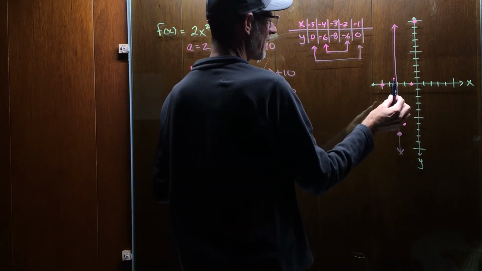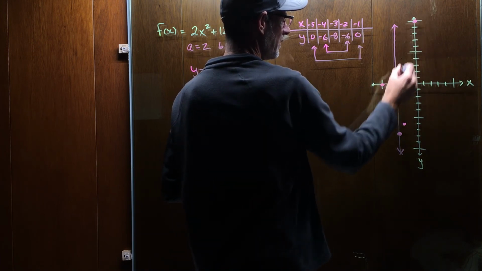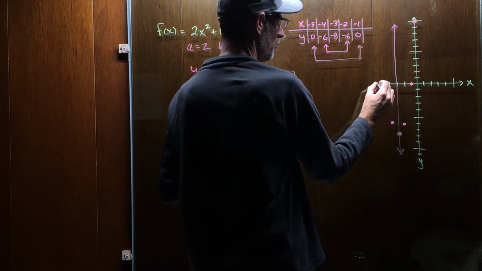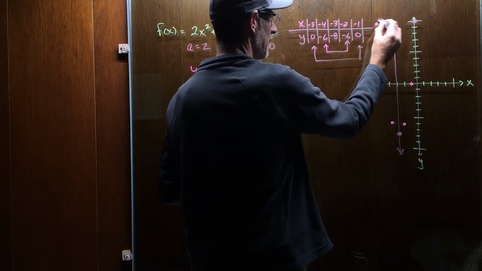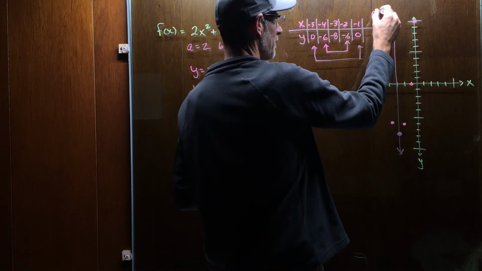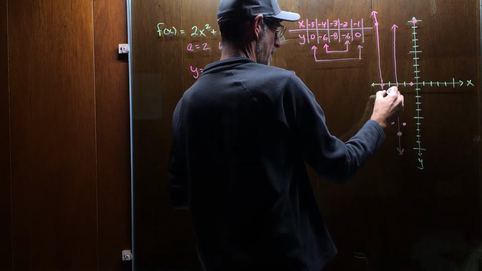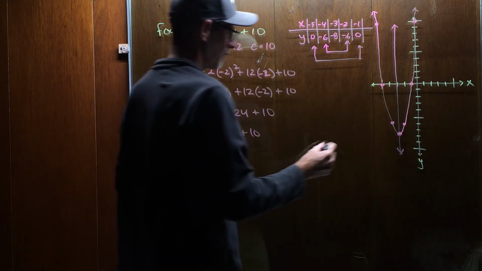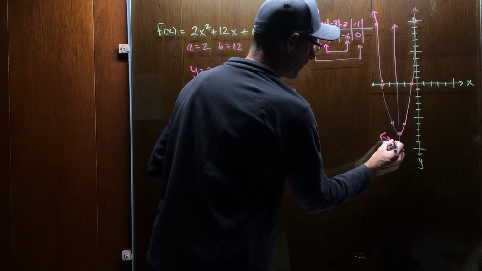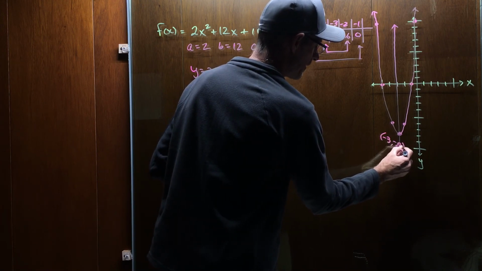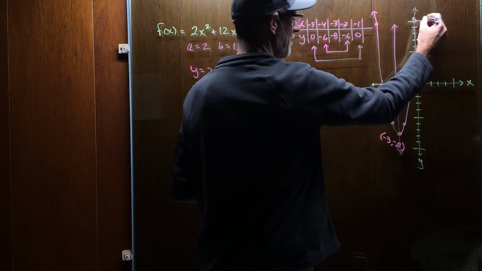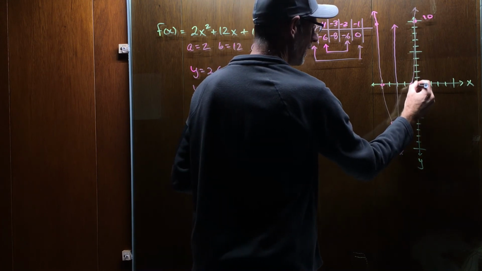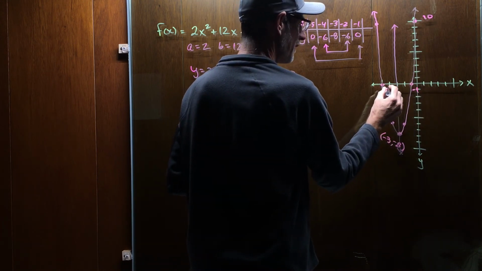I can see that there's an extra point that I can add on. Here, 1, 2, 3 spaces away from the axis of symmetry, there's a point at 10. So 1, 2, 3 spaces away, there's going to be another point at 10. And here's what my parabola will look like. So my vertex is at -3, -8. My y-intercept is at 10. My x-intercepts are at -1 and -5.